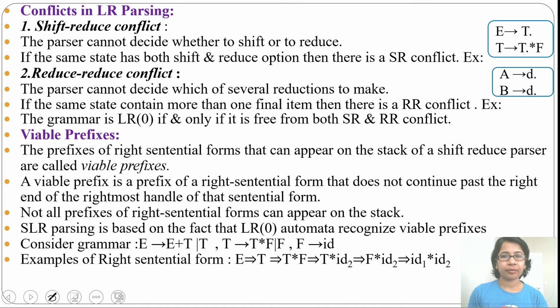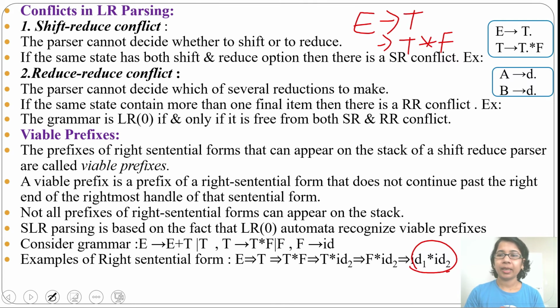There are two processes of derivation. One is through a derivation tree, another is through sentential form. Suppose for the string id1 multiplication id2, how will we write it in right sentential form? E derives T, then from T you can derive T multiplication F. If you are expanding the leftmost variable, that is a left sentential form, or leftmost derivation. If you are expanding the rightmost variable, that is a right sentential form, or rightmost derivation.